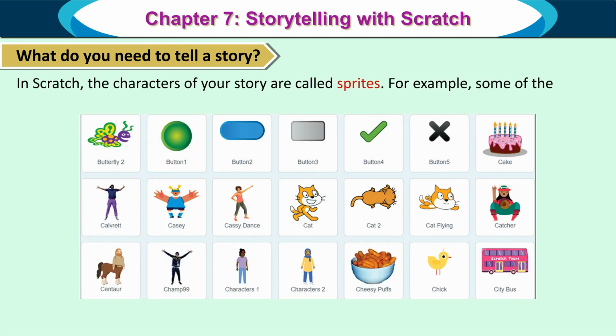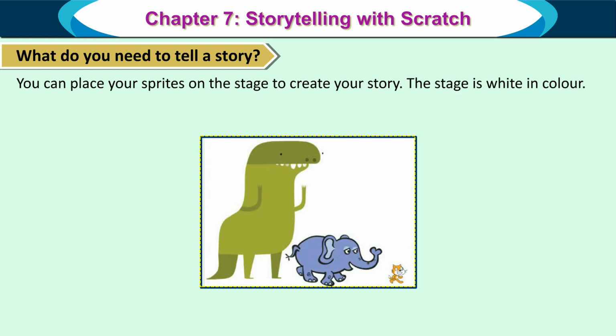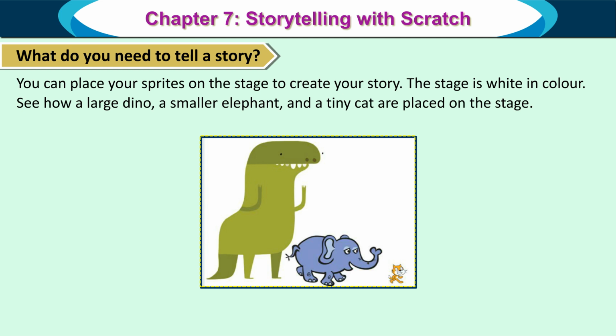In Scratch, the characters of your story are called sprites. For example, some of the sprites are shown here. Sprites can be added to your story from the Sprites Library. You can place your sprites on the stage to create your story. The stage is white in color. See how a large dino, a smaller elephant, and a tiny cat are placed on the stage. Let us begin with Scratch and explore the magic.